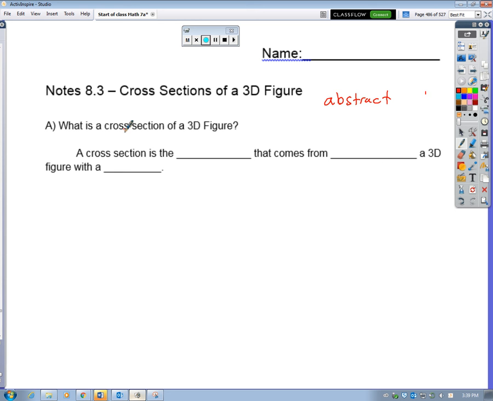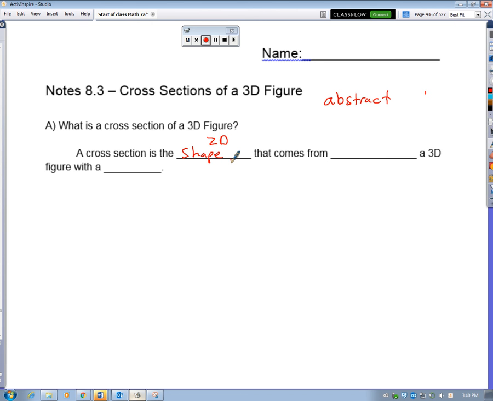Alright, so let's talk about what is a cross-section of a 3D figure. A cross-section is the shape, and we're talking about a 2D shape that's going to be created. So a cross section is the 2D shape that comes from cutting a 3D figure with an object like a knife or a sword or something like that. So it's the 2D shape that comes from cutting up a 3D figure.